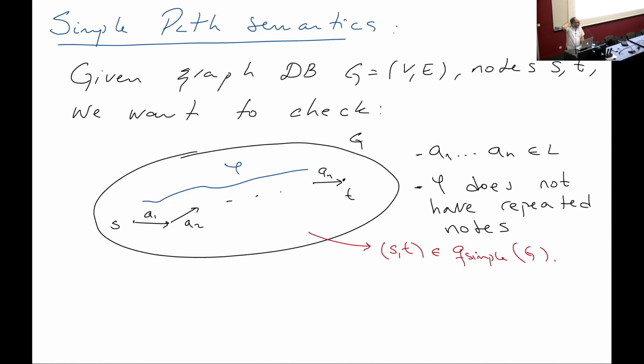Now, what about the simple path semantics? And here things become quite difficult and interesting. Given a graph database and 2 nodes S and T, we want to check whether there exists a simple path from S to T that is labeled with a word that satisfies it. That is, we want to check whether there exists a path that doesn't repeat nodes whose label satisfies this regular expression.